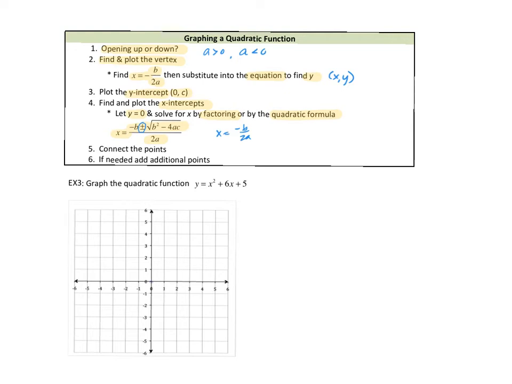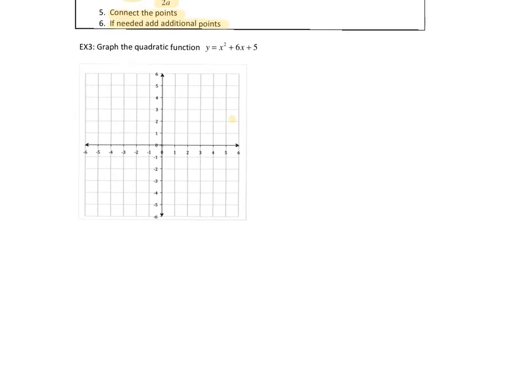Now, going through all these steps, you may not get enough points to graph. Sorry, let me go ahead and get rid of this as well. It doesn't have to do with the x-intercepts. So if you were to connect the points and you still don't have enough information to complete your graph, then you might need some additional points. So it's easiest to go through these steps by looking at an example, and we'll just do a couple of these. We want to graph this quadratic function, which is y equal to x squared plus 6x plus 5.